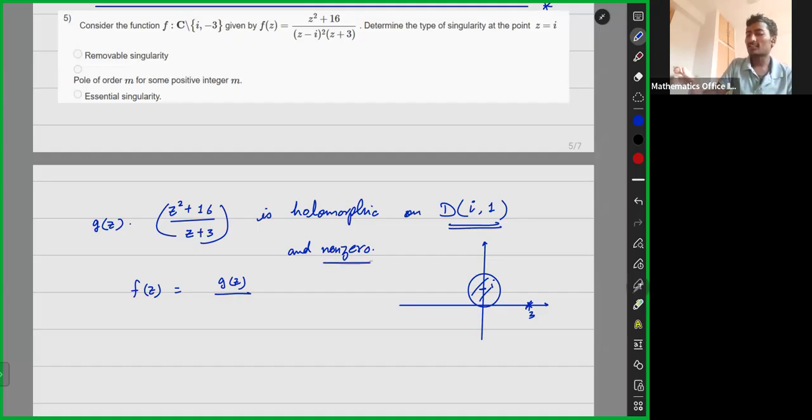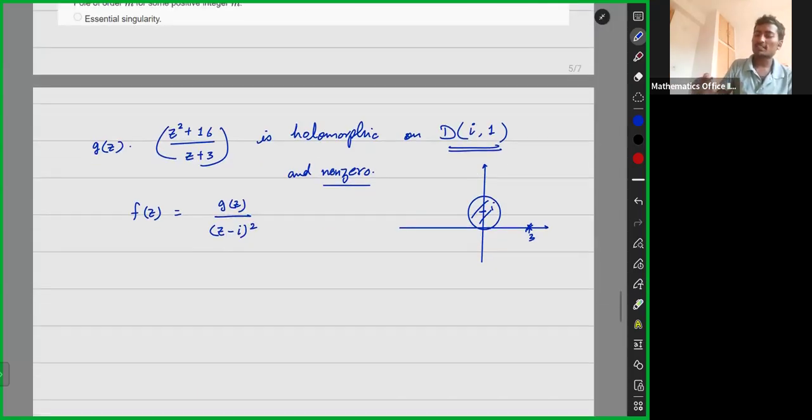This is nothing else, it's just observation. Okay, I'm not going to use that. So this is (z − i)². This was missing. Now f(z) is g(z) divided by (z − i)². So if you see the Laurent series of the function g, it starts from a0, a1, a2, a3, and so on. g(z) has a Taylor series expression, because there is no negative part for this.